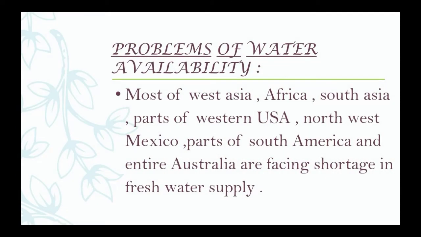Next, problems of water availability. There are a lot of problems in the world because of water scarcity. There is a scarcity of water in many regions of the world. Most of West Asia, Africa, South Asia, parts of Western USA, Northwest Mexico, parts of South America, and then entire Australia are facing shortage of fresh water supply.